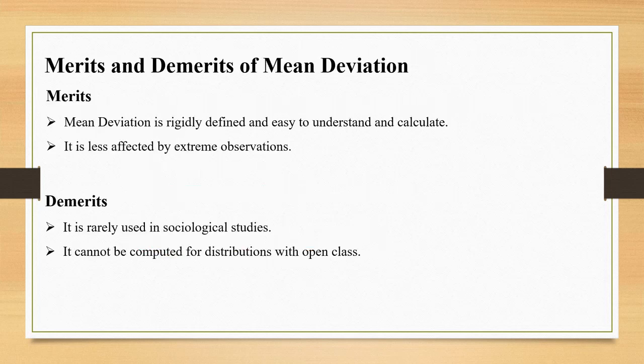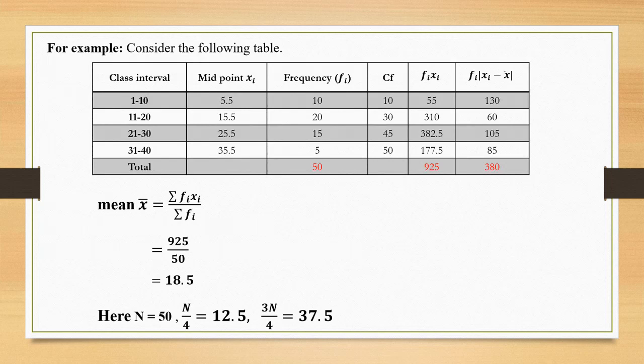Merits and demerits of mean deviation. Merits. Mean deviation is rigidly defined and easy to understand and calculate. It is less affected by extreme observations. Demerits. It is rarely used in sociological studies. It cannot be computed for distributions with open class. Please refer to the illustration below for the mathematical details.